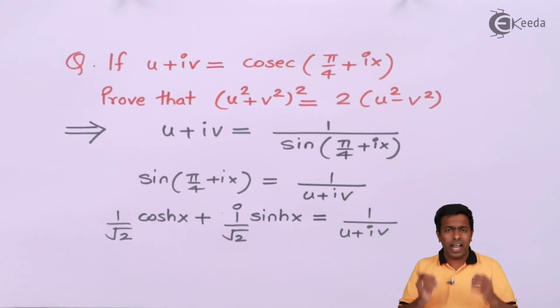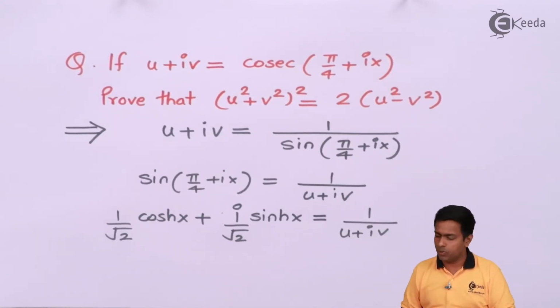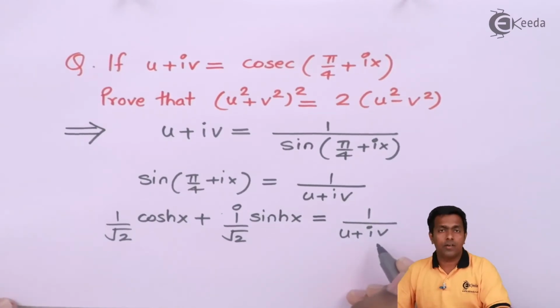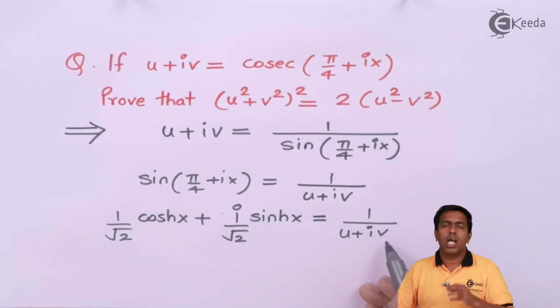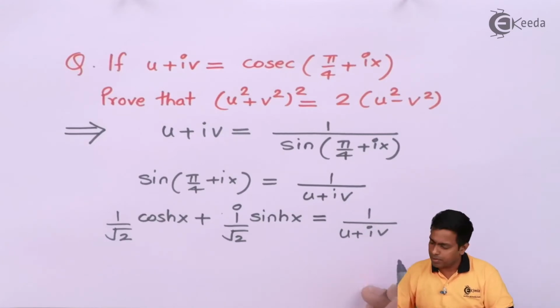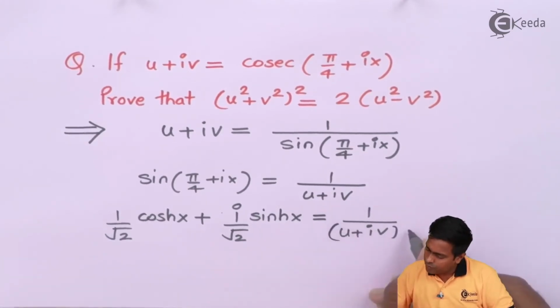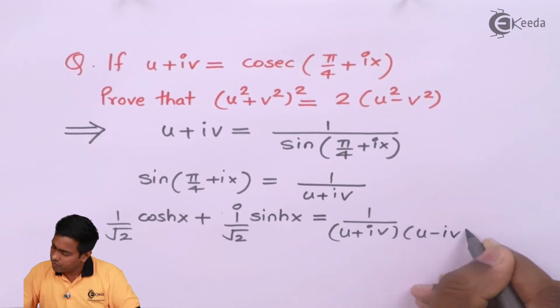So similarly, we'll try to bring real and imaginary parts on the right hand side. So for that, what I'll do is I'll find the conjugate of this number and we'll multiply and divide by that number. So conjugate of u plus iv is u minus iv.